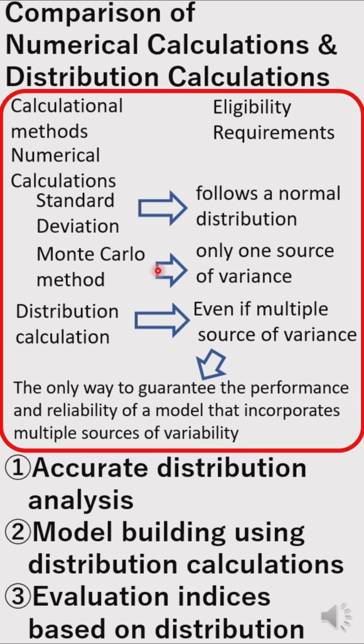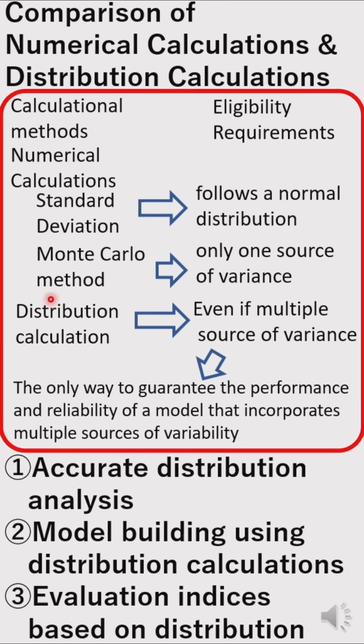Another common method is the Monte Carlo simulation. This method repeatedly changes parameters randomly and calculates the resulting distribution. If there is only one source of variation, Monte Carlo methods can produce reasonable results. However, when multiple variation factors are combined, errors remain in the resulting distribution no matter how many simulations are repeated. This means the probability accuracy is often insufficient. I explained this in another presentation.